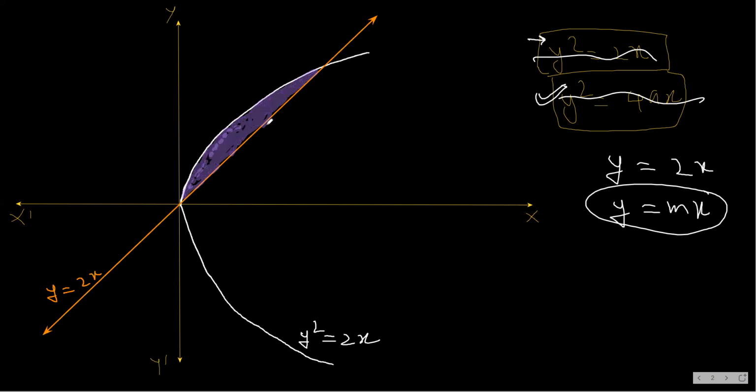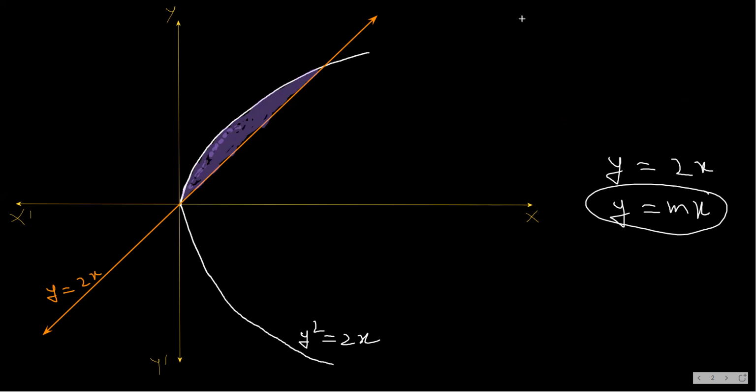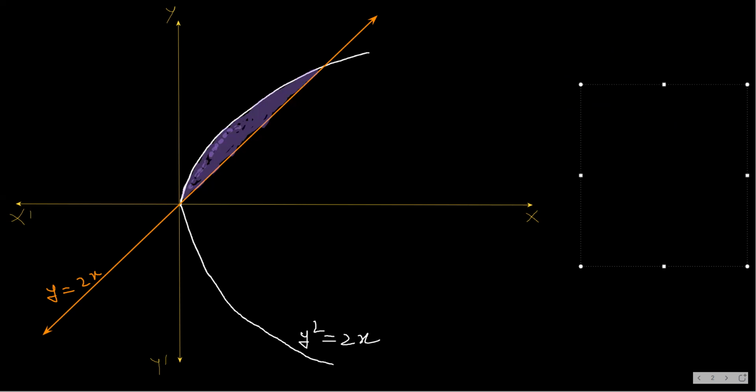My first step was to draw both the curves, here one line and one curve. I drew it. Now the second step is to find the points of intersection of line and curve. Where do I see these two intersecting each other? Here this is origin. The two are intersecting each other at origin and this point.